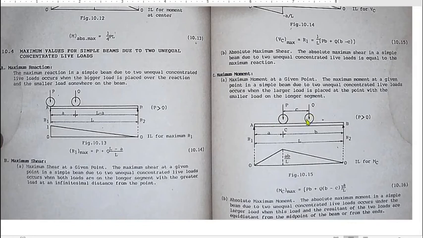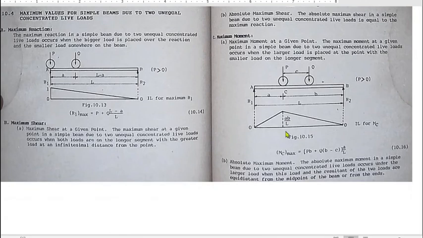Yan. So yung Q, that is the smaller load, dito siya nakalagay sa longer segment. Tapos yung longer, yung mas mabigat na weight, nandun siya sa point in consideration, which is C. Okay? Then you have this equation. Absolute maximum moment in a simple beam due to two unequal concentrated live loads occurs under the larger load when this load and the resultant of the two loads are equidistant from the midpoint of the beam or from the ends.